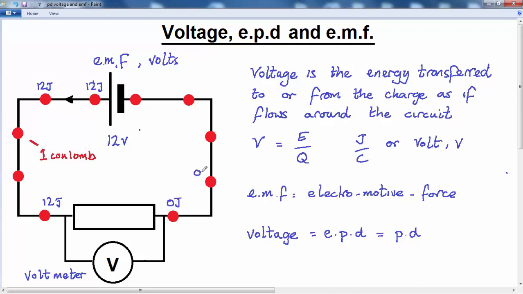And then back it goes with 0 joules. Back it goes to the generator, and as it passes through that generator, then another 12 joules is transferred to each coulomb. So we can say that the voltage across that resistance, or the electrical potential difference across that resistance, or if you like, the potential difference across that resistance, is equal to 12 volts. That's to say 12 joules per coulomb.